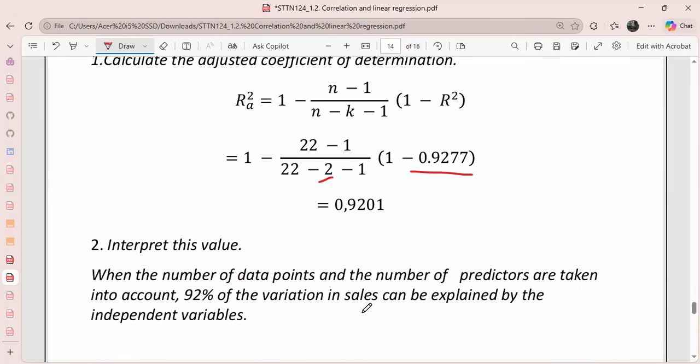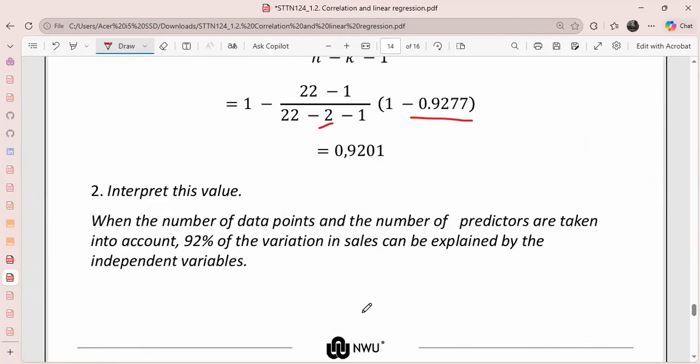Then after, you interpret. When you interpret based on the answer, if you got, let's say, 0.9201, you multiply it by 100, and that's 92%. You tell them that 92% of that variation, depending on the scenario, because here they were looking at the sales and so on, 92% of the variation in sales can be explained by the independent variables, which are x1 and x2, because you only have 2 variables. So that's how you interpret the adjusted coefficient of determination.